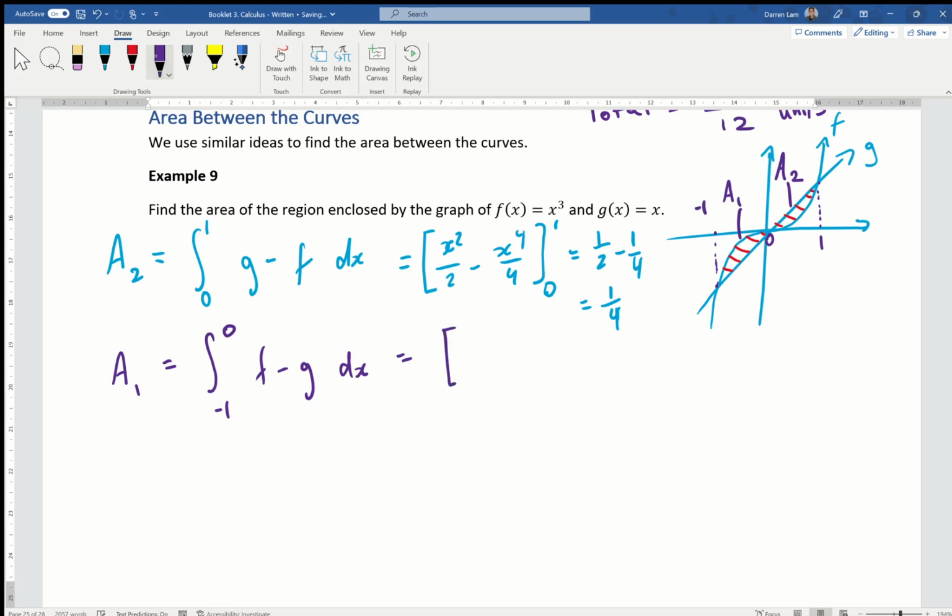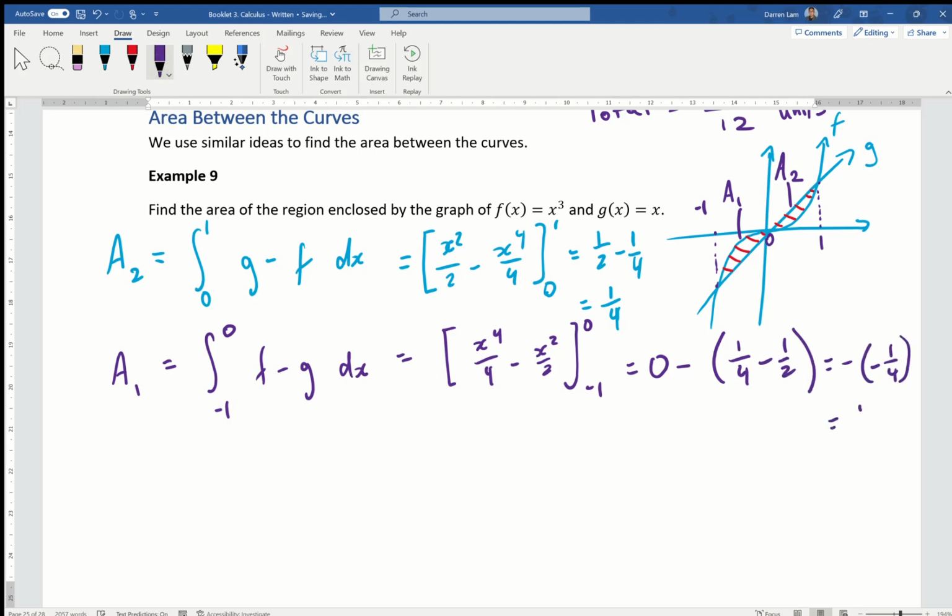That gives you, yeah, that's correct, from -1, I should write the actual function in, x to the 4 over 4 minus x squared over 2, from -1 to 0. That gives you an answer of 0 minus, don't forget the initial 0 as well, a quarter minus a half, which inherently gives you negative a quarter, so a quarter. Adding that together, our total area equals a quarter plus a quarter, so in other words, half units squared.